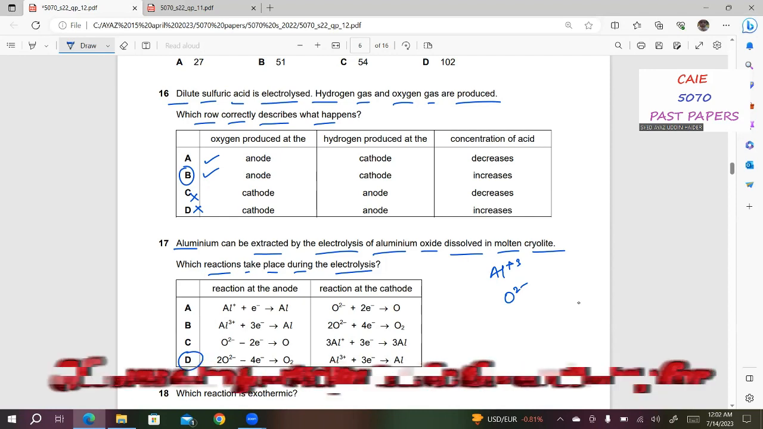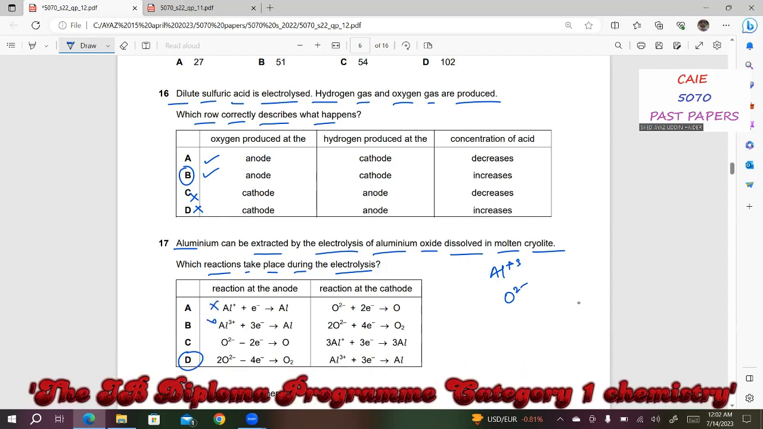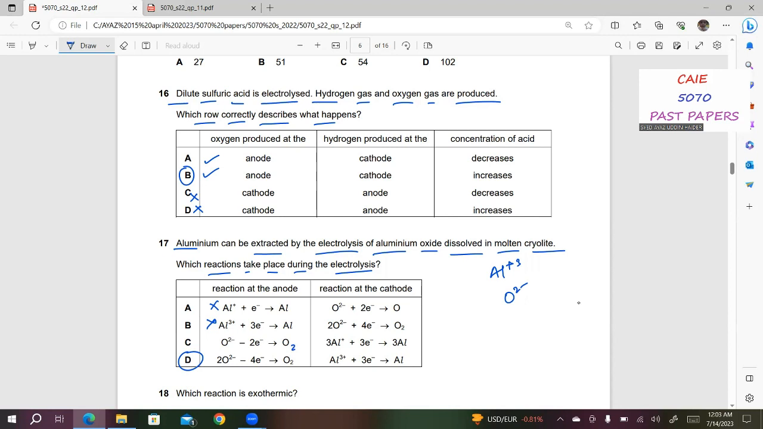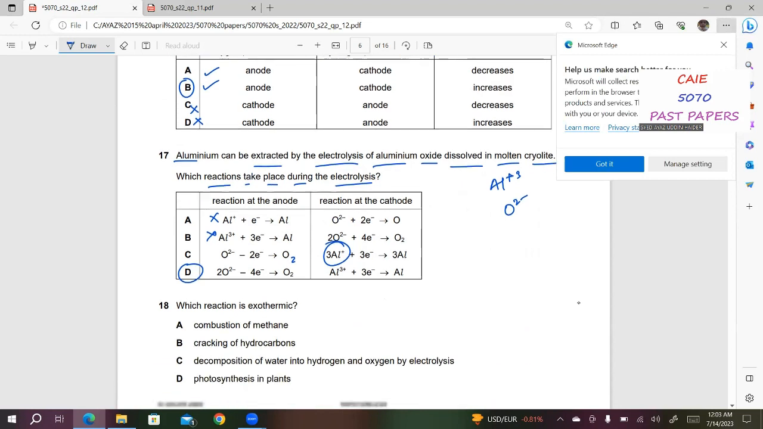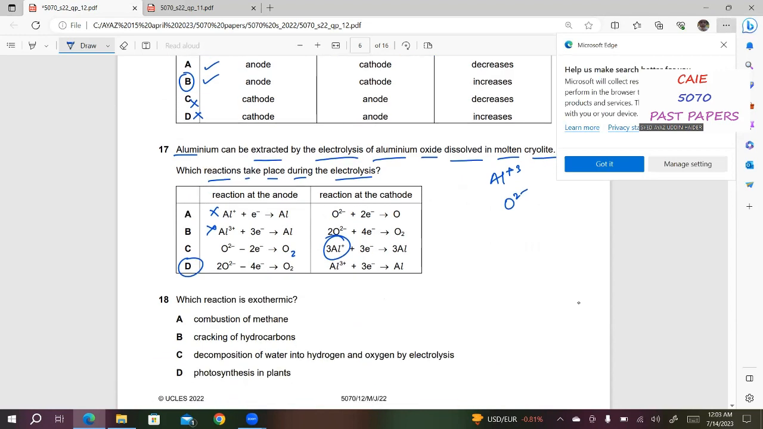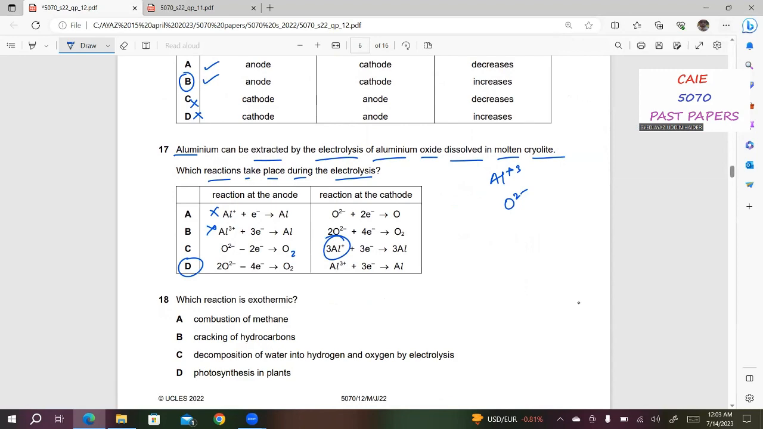We can't get aluminium at the anode, so both A and B are incorrect. And the reaction for oxide ion at the anode in choice C is also incorrect, because on the product side you will get O2, not O. And also the reaction at the cathode for choice C is incorrect, because Al will carry +3 charge. Here, they have written Al plus charge. So choice D is the correct one here.